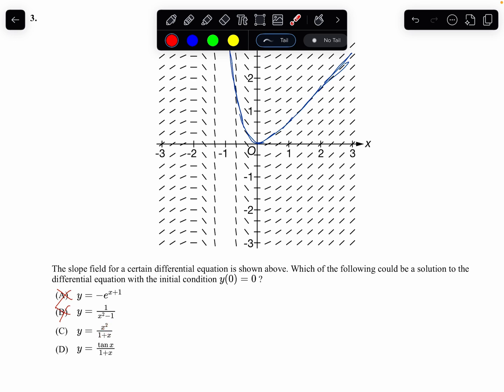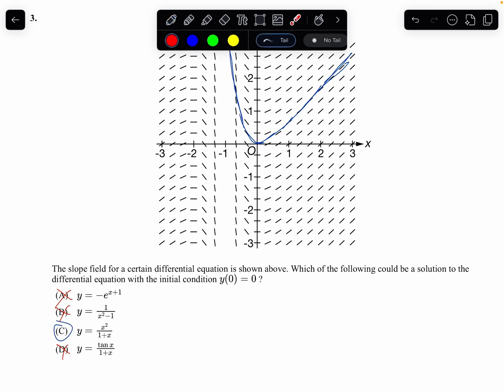If I plug in 2 here, I don't know what tangent of 2 is. It's not something nice. Tangent of 2 is about negative 2.185, and if I plug in 2 here, that's going to be 3. So first thing, it's going to be negative, so that would be somewhere down here. So it's not going to be D. It's got to be C.